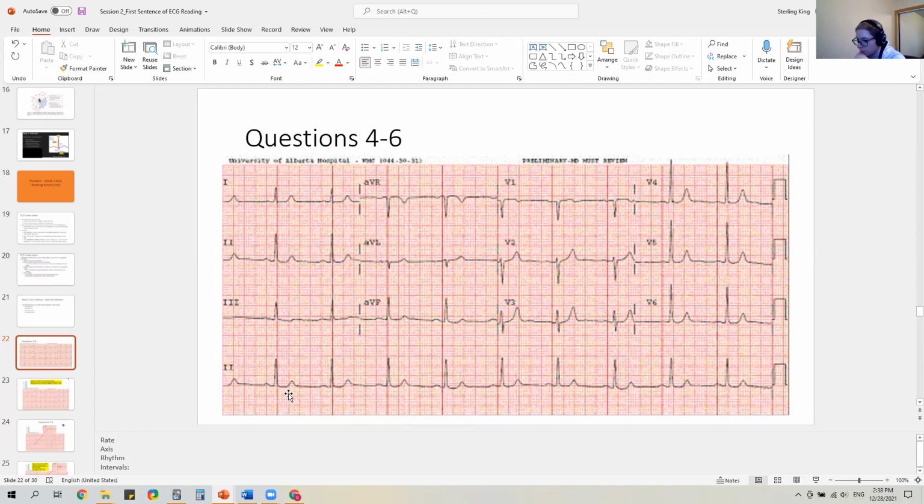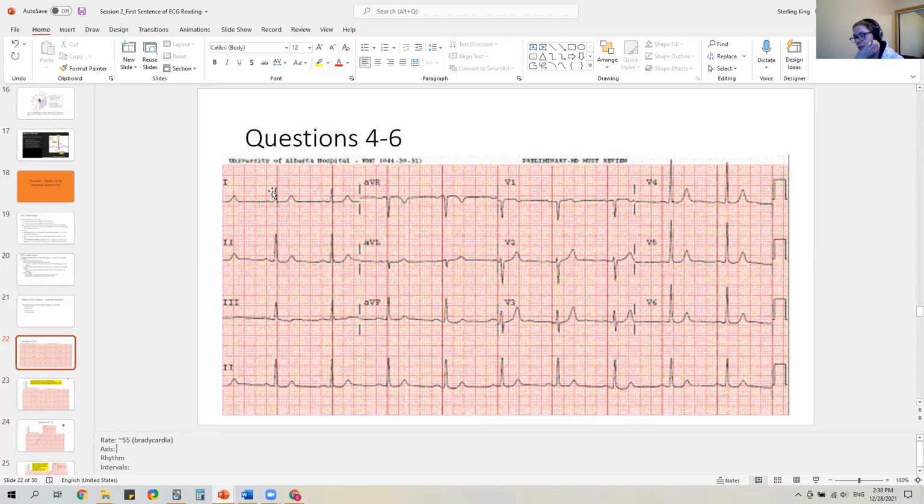Looking at rate, here we have a nice one on the line. I'm going to go with my bottom lead 2. So 300, 150, 100, 75, 60. It's about 60, 60, 60, maybe a little bit longer than 60. So I'd say the rate is about 55. So it's a bradycardia.